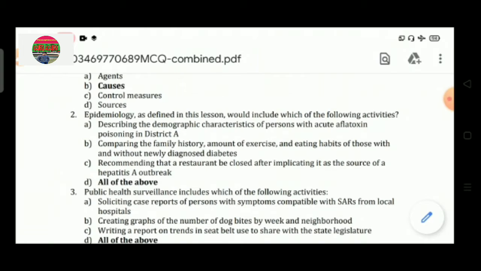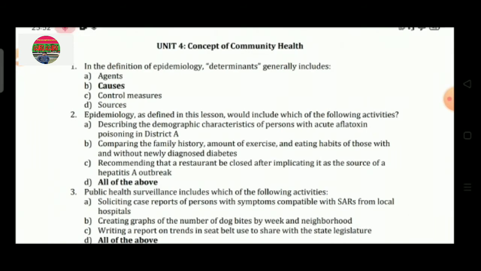Today I am going to continue with part 4 of 5000 MCQs of CHO examinations. Actually, these questions are also helpful for sanitary inspector examinations. So let's begin with unit 4, that is concept of community health.